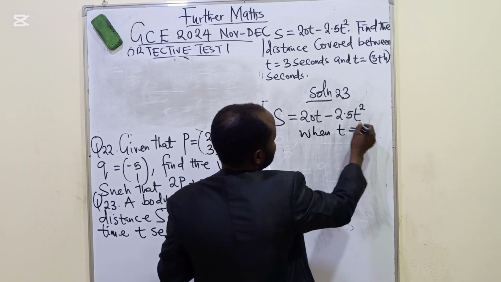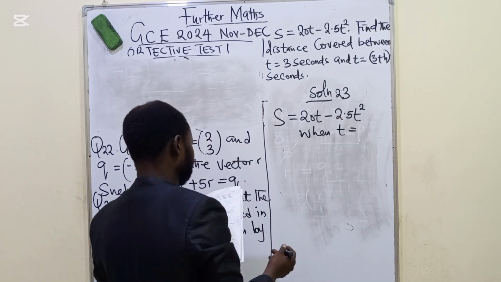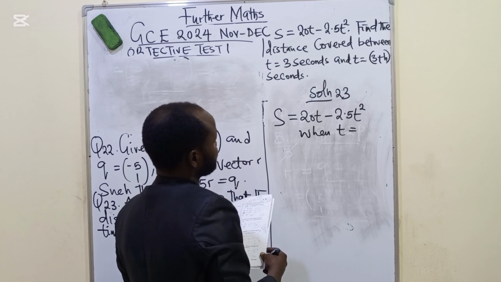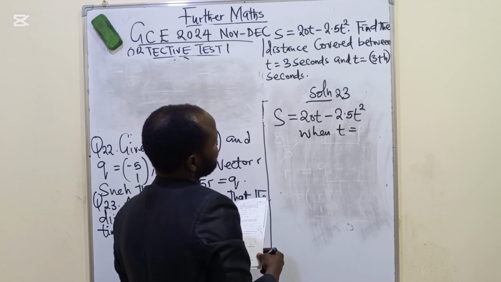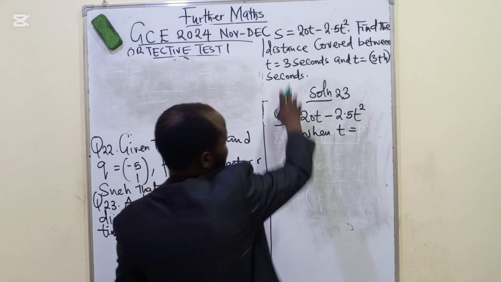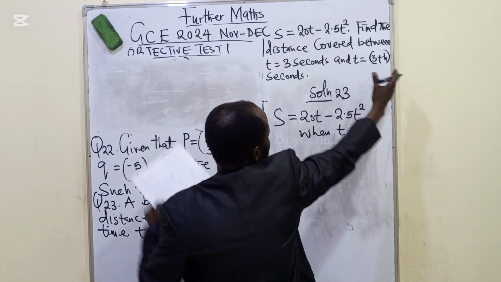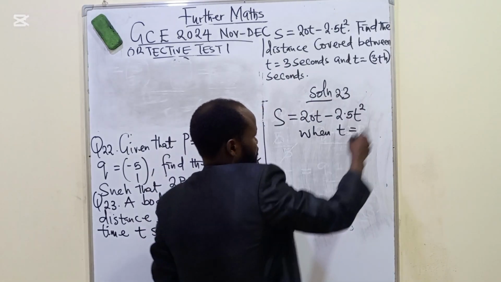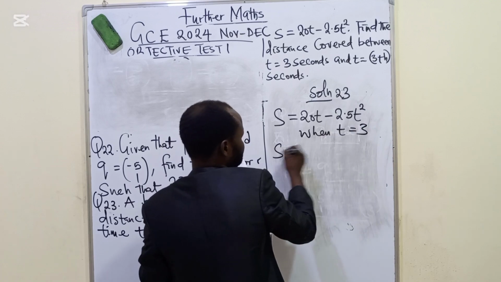When t is 3, what are we going to have? Very important. Let's see what we can do between distance covered. Find the distance covered between when it is 3 seconds and when it is 3.3. So we have to find when t is 3 and when t is 3 plus h. When t is 3, what will be the distance?